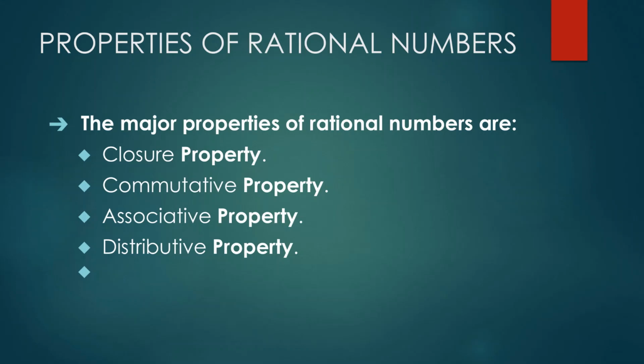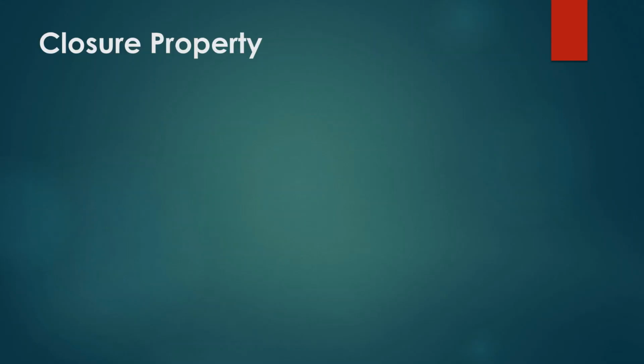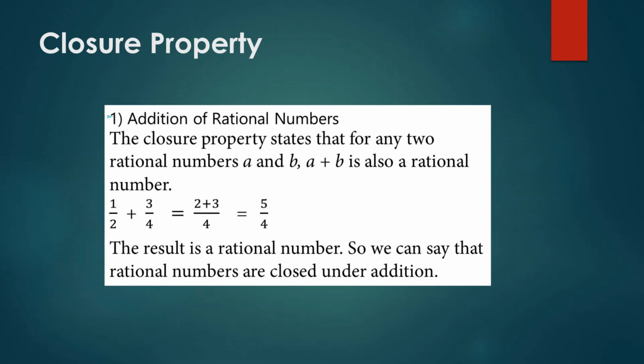Our today's topic is properties of rational numbers. Let me start. What are the major properties of rational numbers? The major properties of rational numbers are closure property, commutative property, associative property, and distributive property. Let us start with our first property, that is closure property.